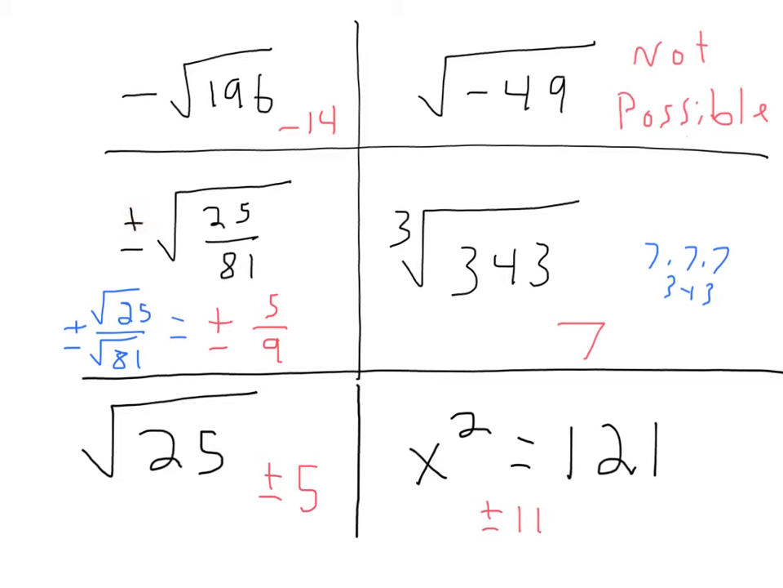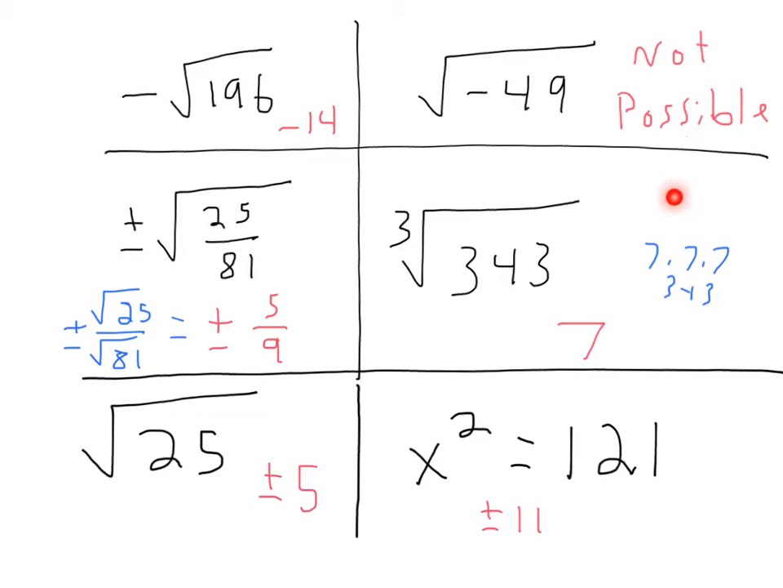Then, plus or minus the square root of 25 over 81. That breaks down, and we can just say plus or minus the square root of 25 over plus or minus the square root of 81. That whole thing then equals plus or minus 5 over 9.